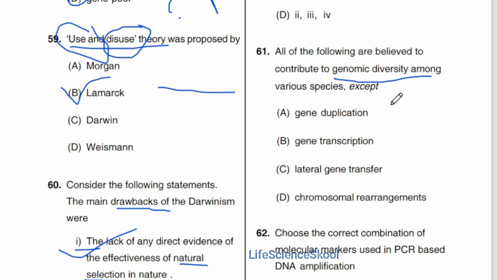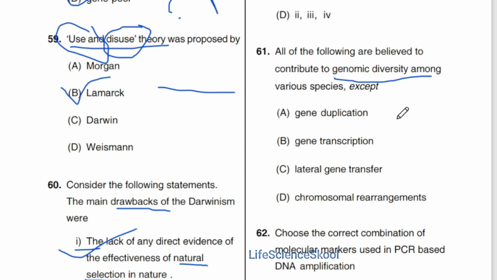Before answering this, we will know what genomic diversity is. Genomic diversity refers to DNA sequence differences among the individuals, or you can say in the population. Diversity means different varieties, varieties of genetic characteristics. That actually represents the diversity. So genomic here refers to the DNA sequence differences among the individuals, or in a broader sense, among the population.